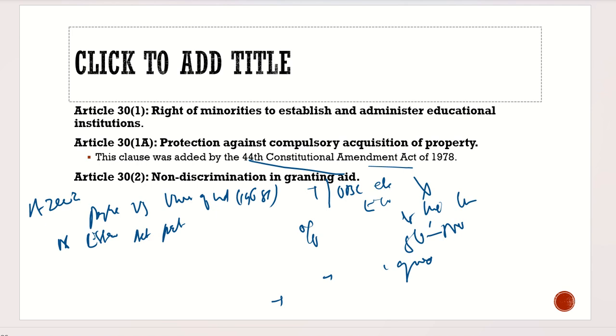So this case went further. In 1981, there was a Congress government, and one thing about the Congress government is that they are blamed for always trying to win the favor of Muslims. So what they did was bring an amendment to this 1920 Act of the Aligarh Muslim University in 1981.